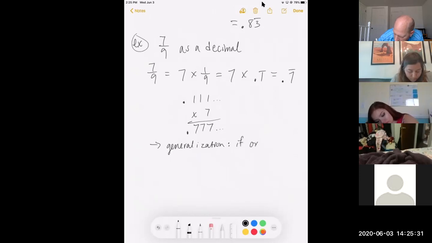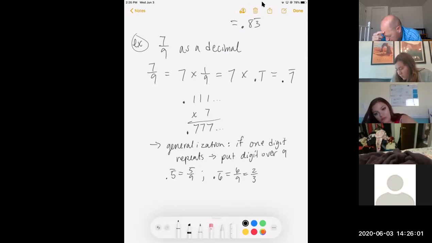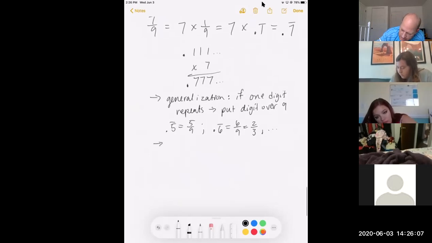If one digit repeats, you put that digit over 9. Like 5.5 repeating is equal to 5/9. 0.7 repeating, oh, we already did that one. 0.6 repeating is equal to 6/9, which is also equal to 2/3. And so on. You guys get the idea. That's because 1/9 is equal to 0.1 repeating.